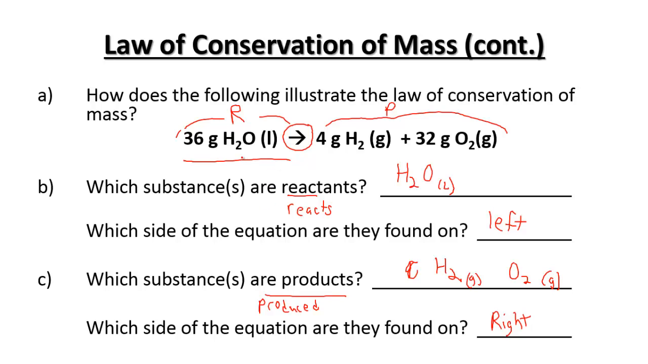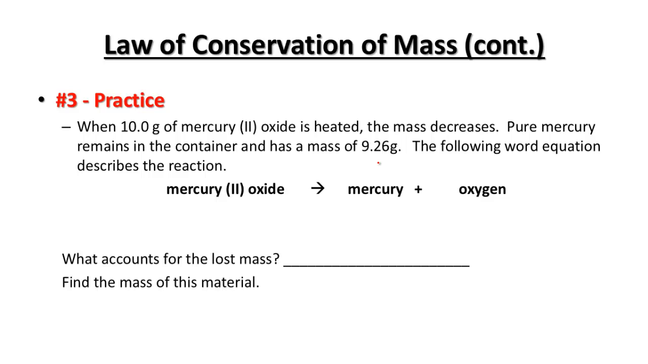So beginning and end. And so as we look at our chemical reactions, one last practice problem for today. Let's say we had mercury(II) oxide. Mercury(II) oxide is a solid, and when it's heated, the mass decreases. Pure mercury remains, which is a nice silvery looking color, and only has a mass now of 9.26 grams.